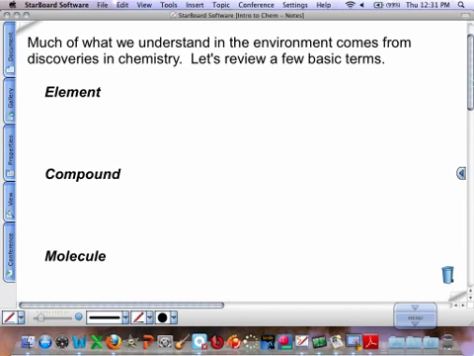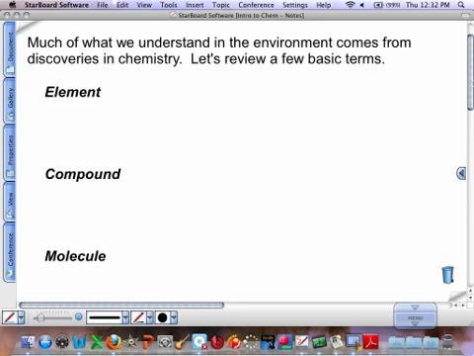Well, when we talk about chemistry, there's really three basic terms we need to review. Element, compound, and molecule. What are the things that are on the periodic table? Collectively called what? Elements. What makes it an element? It's natural. It's by itself. It has to be natural. It has to be by itself.